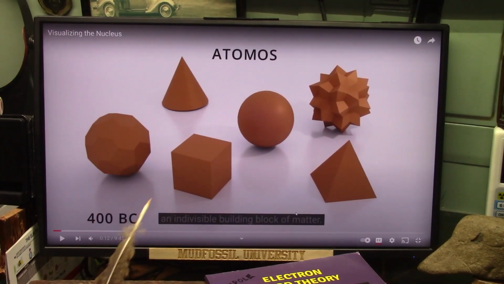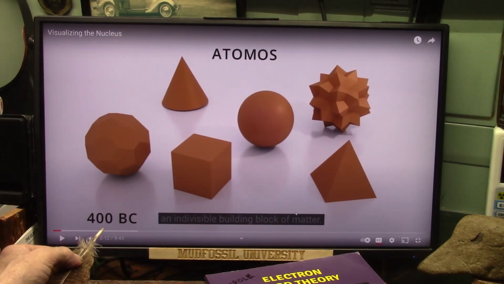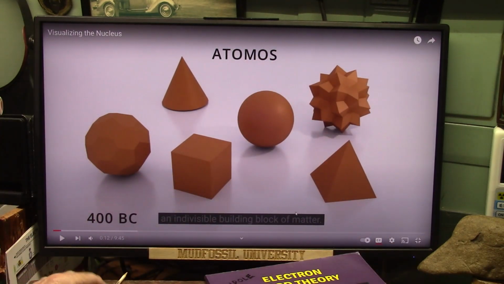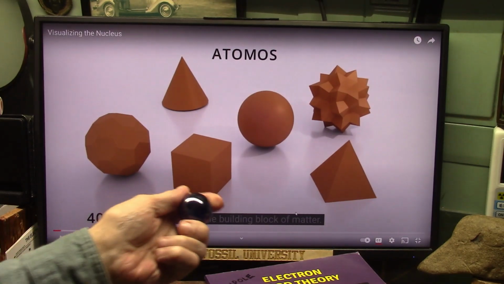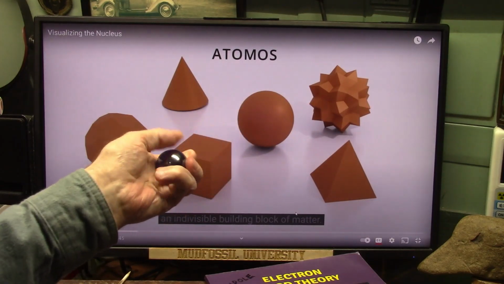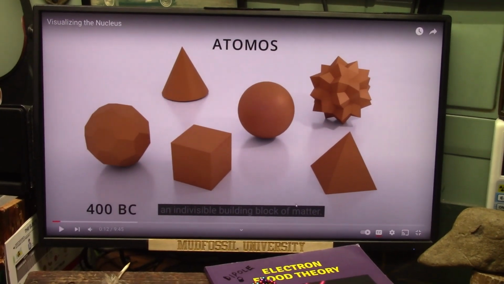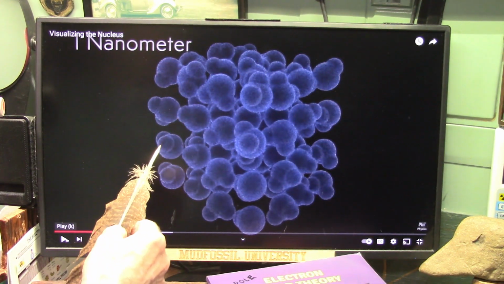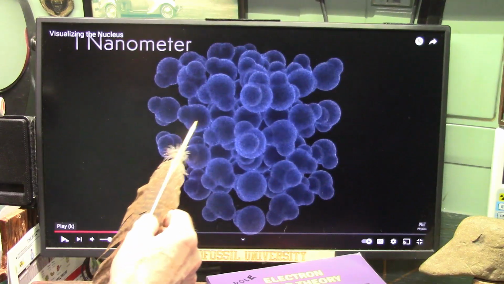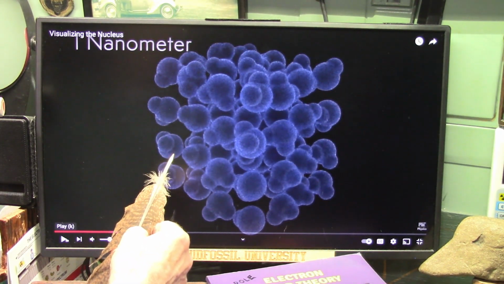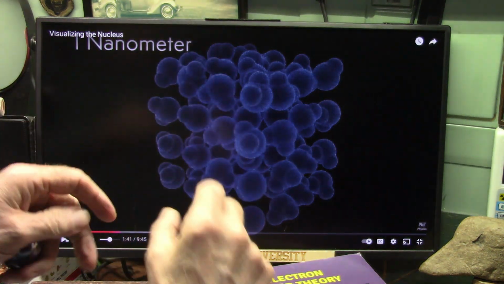So this is visualizing what the nucleus looks like. 400 BC, they were talking about atoms, a building block that could not be broken up. That's what they always thought the nucleus was. Of an atom, each atom, they had a nucleus that couldn't be broken up. Well, now they realize that's not the case. Okay, they're getting down to the tiniest little bits and pieces, 1 nanometer. And you see the 2 little Mickey Mouse ears on the big ball? That's water. 2 hydrogens and an oxygen. And so they're homing down in on this.